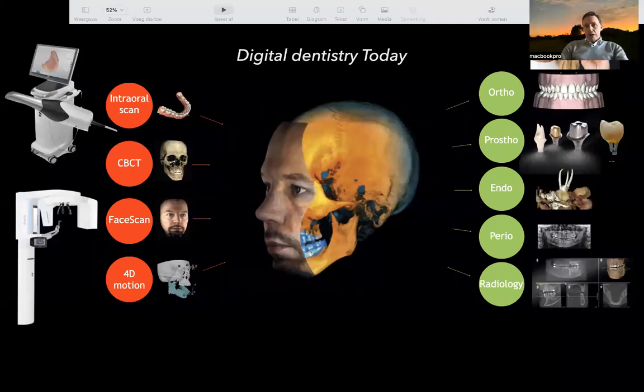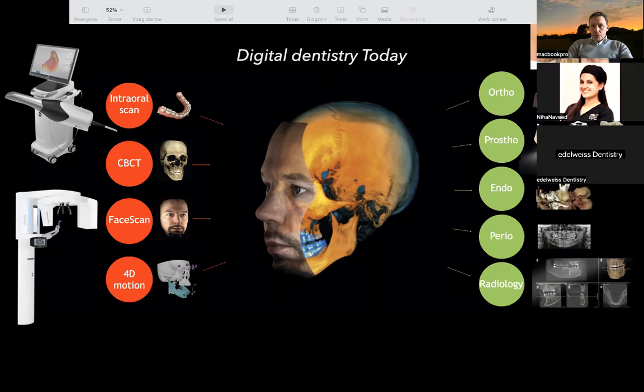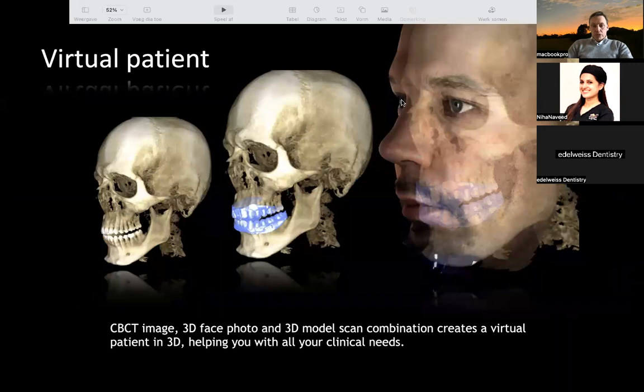My screen is not appearing anymore. Okay, why is it not? Okay, now it's going back.